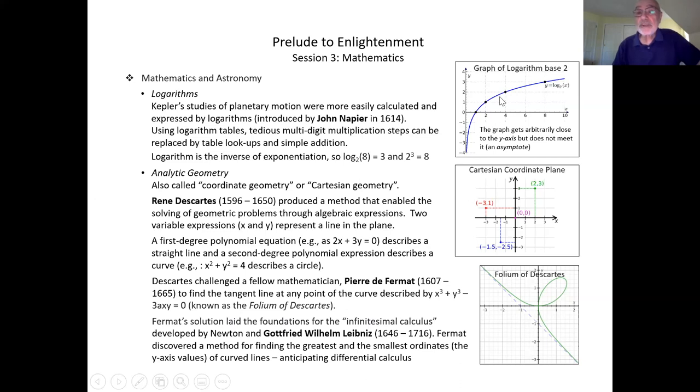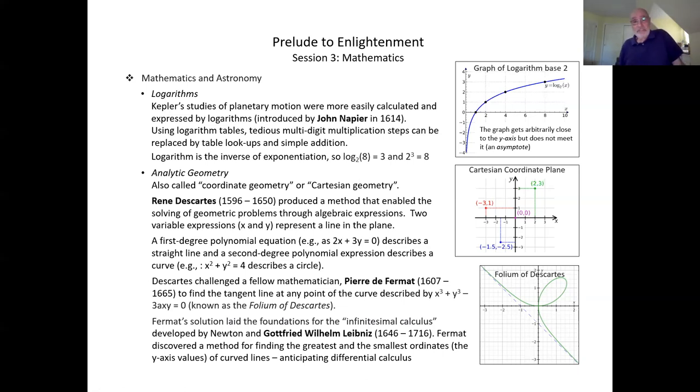So if you look at the graph of the logs of base 2, again, it's the kind of curve that can explain certain planetary orbital trajectories and the fact that you can logarithmically have a series that approaches zero but never gets there, in this case on the y-axis, and it doesn't meet. So it's so-called asymptotic. It's an asymptote, something that approaches zero but doesn't meet it.